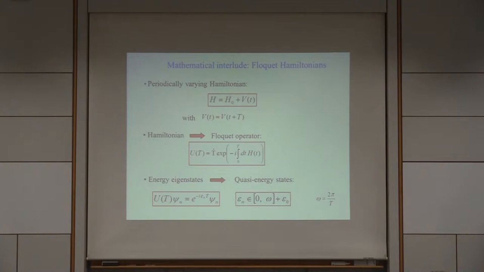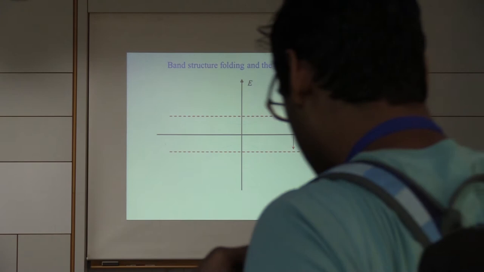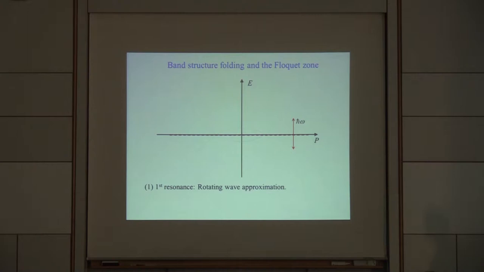Here's more of the solid state perspective. If you have a semiconductor with a valence band and a conduction band, and you irradiate it or modulate it periodically, the zeroth order effect is that you're going to create degeneracies in the system between states of the same momentum that are separated by h bar omega. The zeroth order thing you should do is just a rotating wave approximation. You bring the two bands together, and then you resolve the degeneracies by opening a gap.